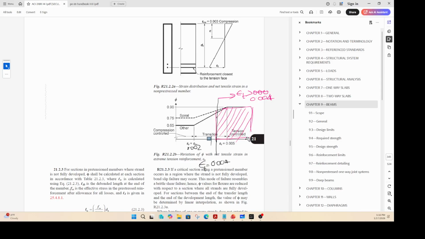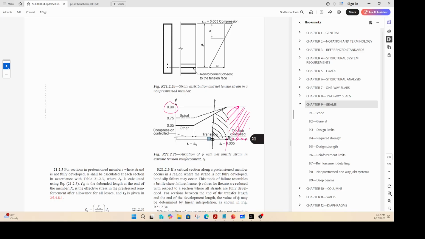As you can see, that region has, let's say this is 0.004, correct? So it can be within this region. Your strain can be from here to here, or your strain can be in this region. So if your strain is greater than 0.005, let's say here, here, or here, it is very easy to pick up your phi factor. Then your phi factor is 0.9.